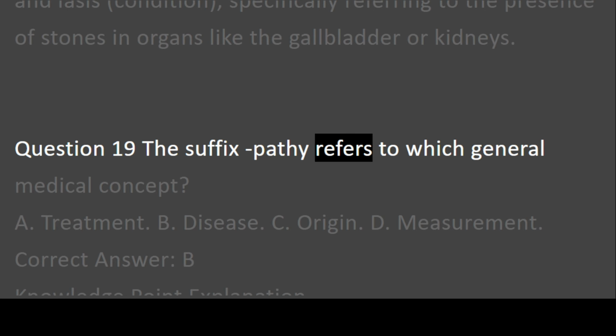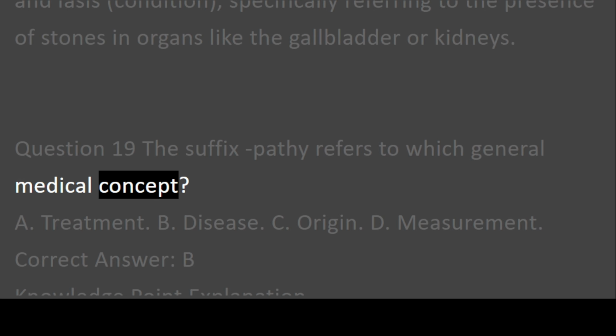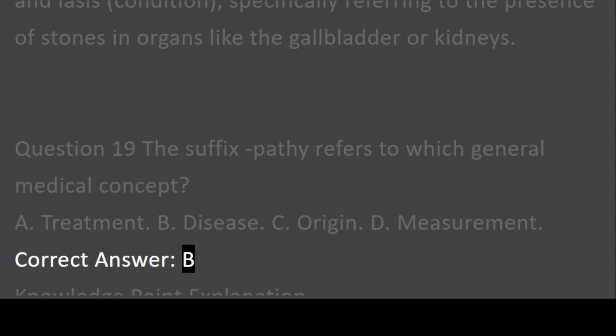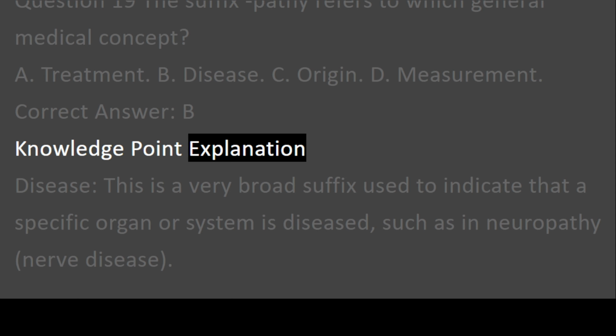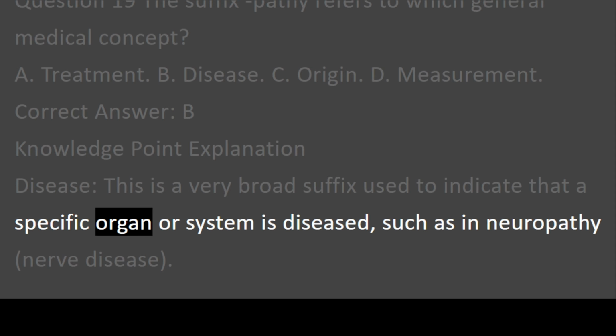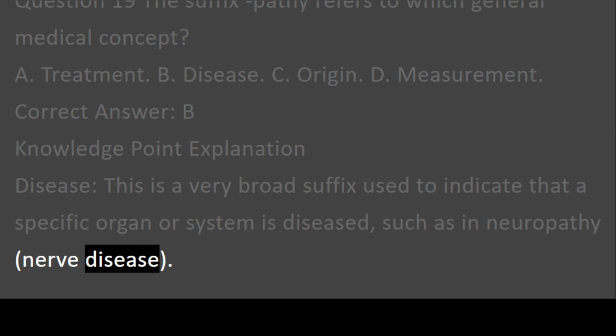Question 19. The suffix pathy refers to which general medical concept? A. Treatment. B. Disease. C. Origin. D. Measurement. Correct answer, B. Knowledge point explanation. Disease. This is a very broad suffix used to indicate that a specific organ or system is diseased, such as in neuropathy, nerve disease.